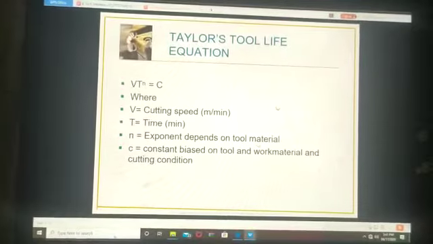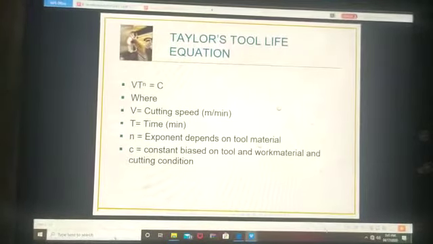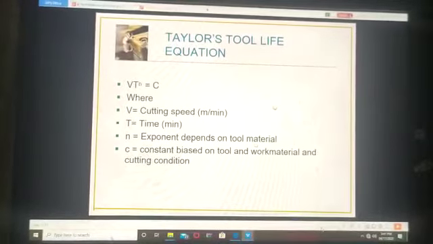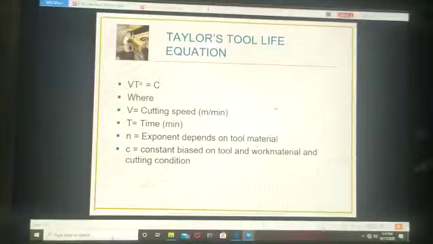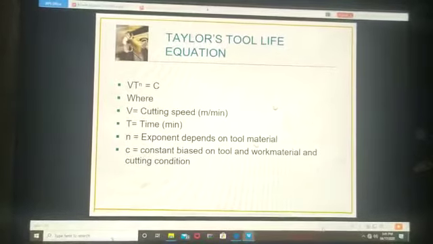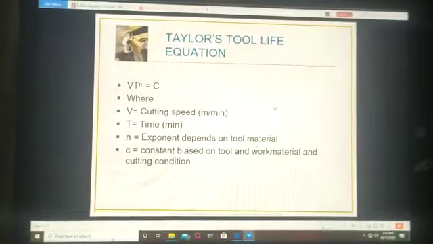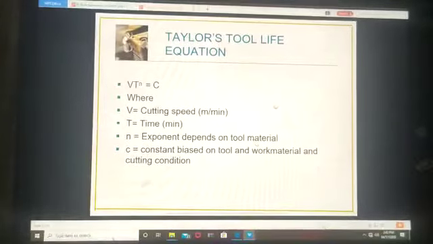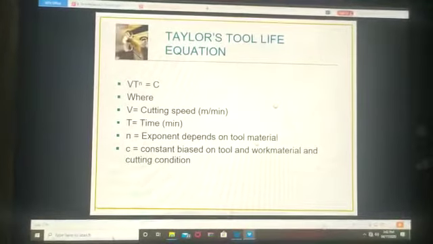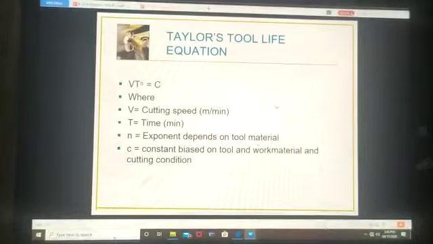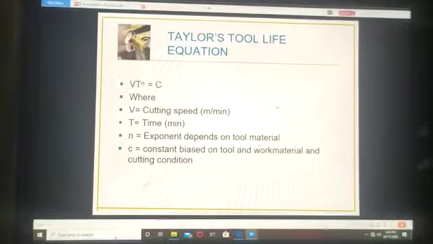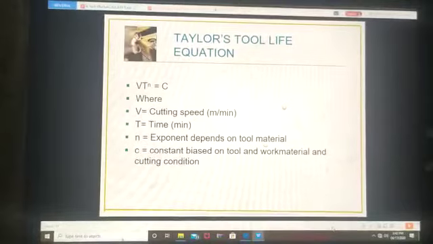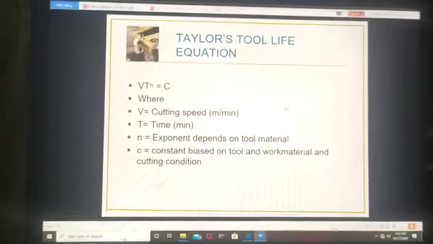Tool life is defined by the scientist Taylor, and Taylor's tool equation is V T^n = C, where V is the cutting speed measured in meters per minute, T is the time in minutes, n is an exponent that depends upon the tool material, so it is different for different tool materials, and C is a constant.